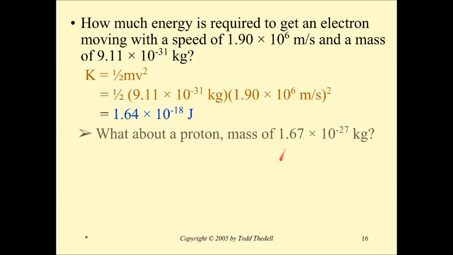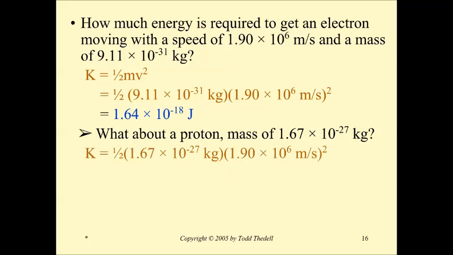But what about a proton that has a mass of 1.67 times 10 to the negative 27? So the mass is larger. We're just going to say it's moving at 1.9 times 10 to the 6 meters per second also. So calculate that kinetic energy. We put the numbers in the formula. So we have 1/2 times 1.67 times 10 to the negative 27 kilograms, and 1.9 times 10 to the 6 meters per second squared.